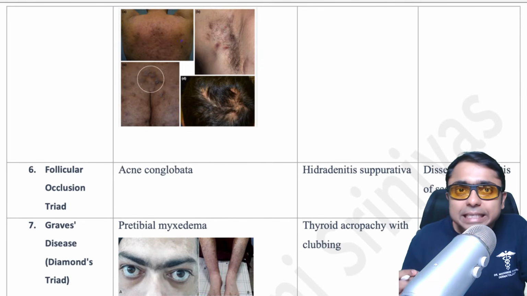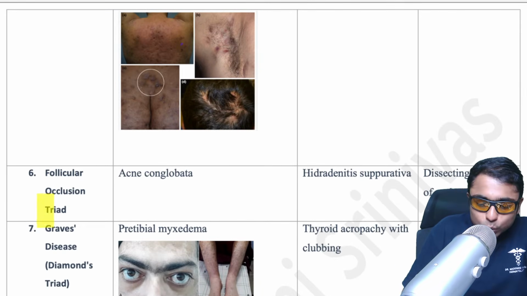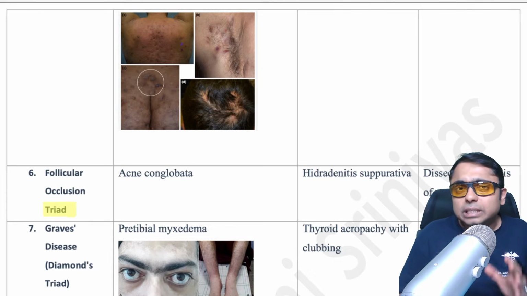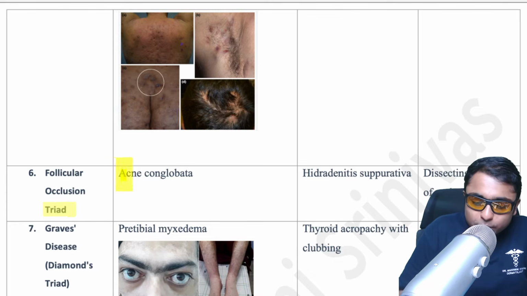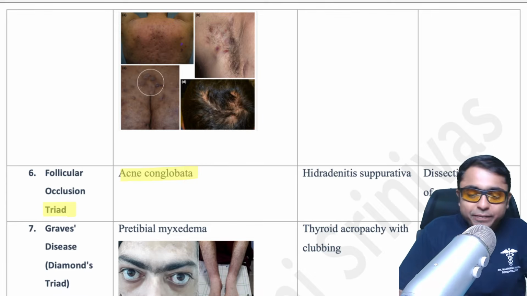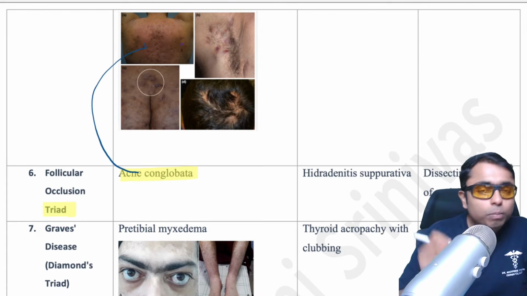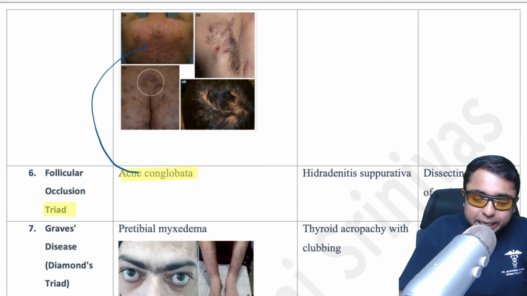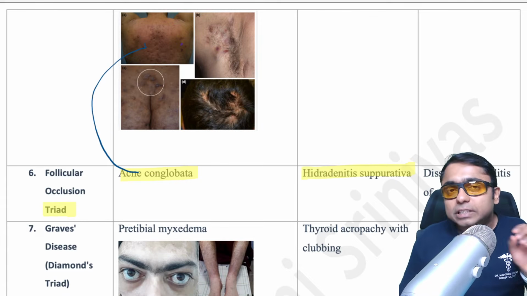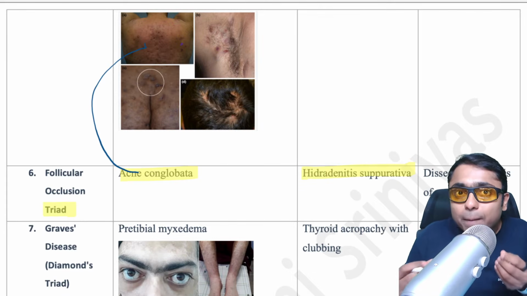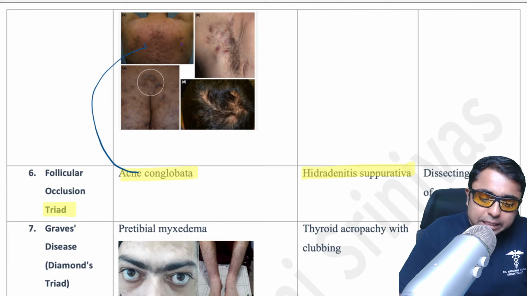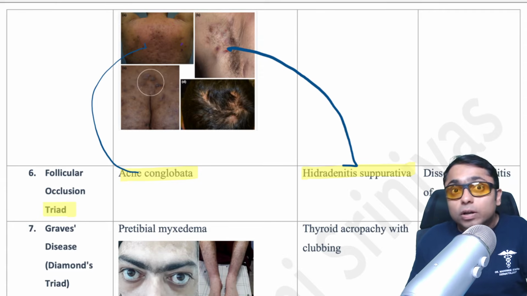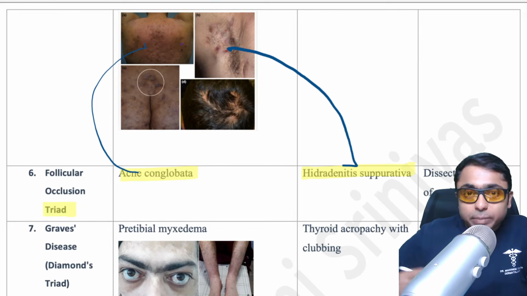First, let us see the follicular occlusion triad. So this is related mainly to the glands. There is going to be the severe form of acne, which is called acne conglobata, and there is going to be hidradenitis suppurativa, which is the blockage of the apocrine ducts, mainly in the axillary area and the groin. So you can see the patients are going to have these kind of nodular lesions, and also there can be scarring.